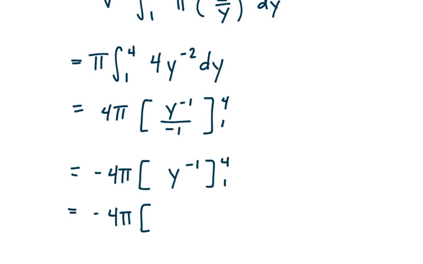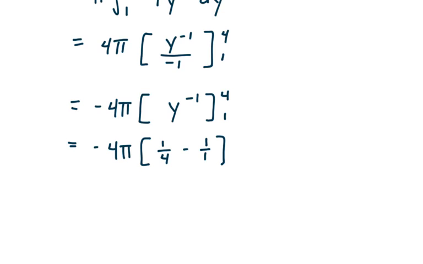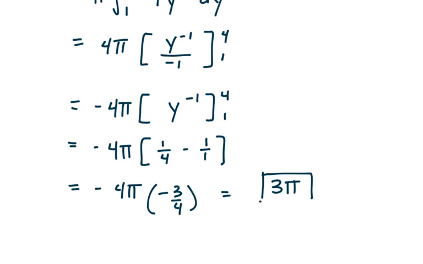Plugging in 4 gives me 1 over 4, and plugging in 1 gives me 1 over 1. So I have 1/4 minus 1, which of course is going to give me negative 3/4. So negative 4 pi times negative 3/4 is going to be positive 3 pi. And that represents the volume of that curve rotated about the y-axis.